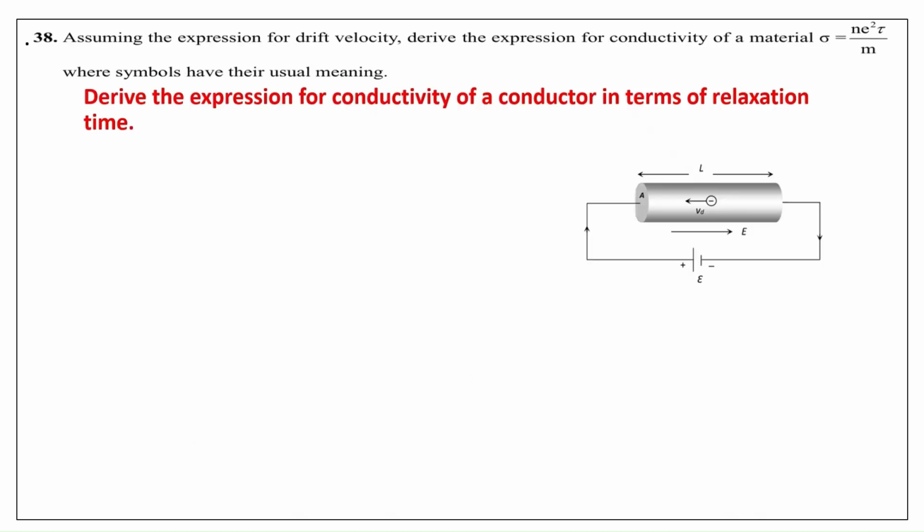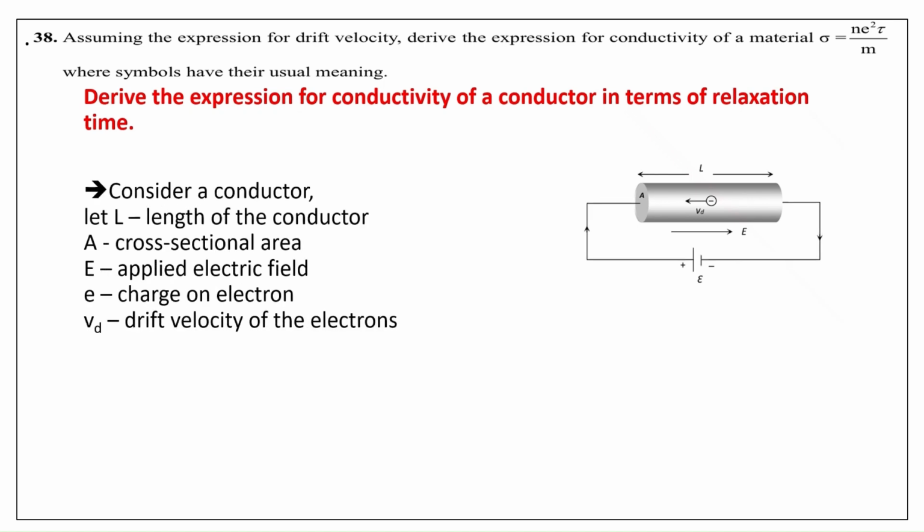38. Assuming the expression for drift velocity, derive the expression for conductivity of a material, sigma is equal to ne square tau by m, where symbols have their usual meaning. Answer. Consider a cylindrical metal wire of length L and uniform cross-sectional area A. The conductor is connected to a battery as shown in figure. When a potential difference is applied across the ends of the conductor, an electric field E will be set up in the conductor. Due to this electric field, the electron drifts with a velocity Vd in direction opposite to the direction of electric field.